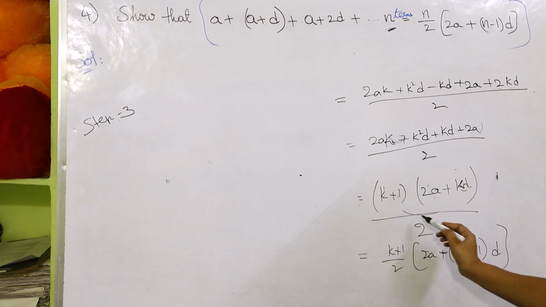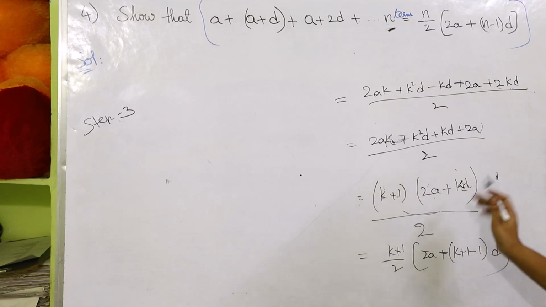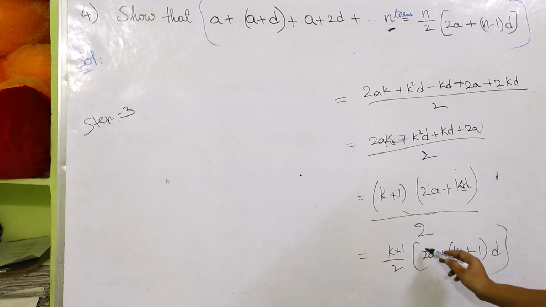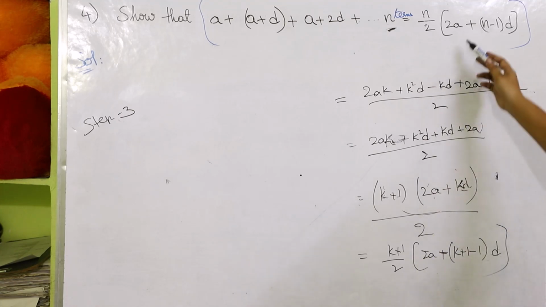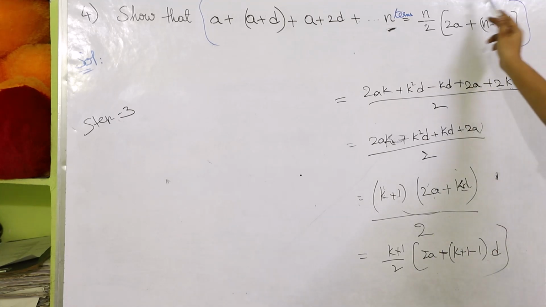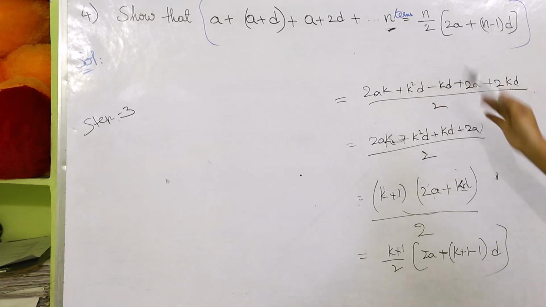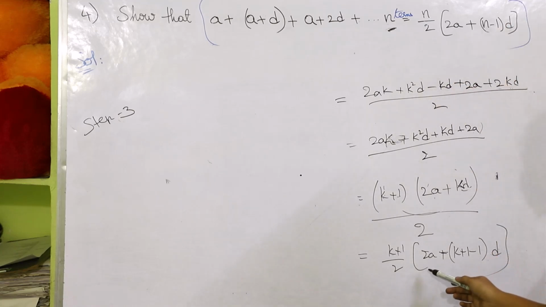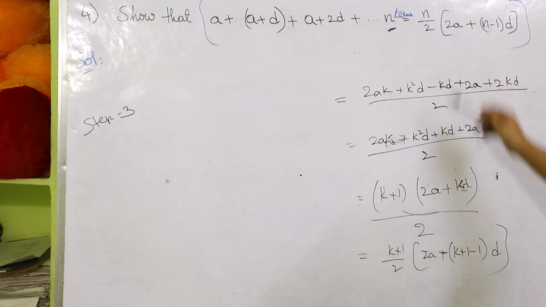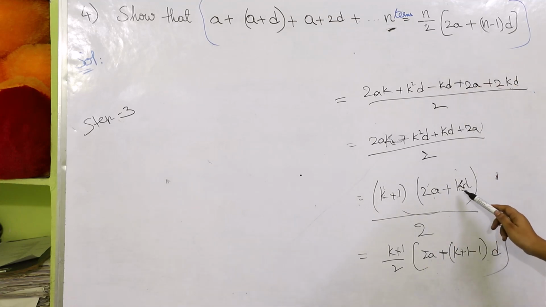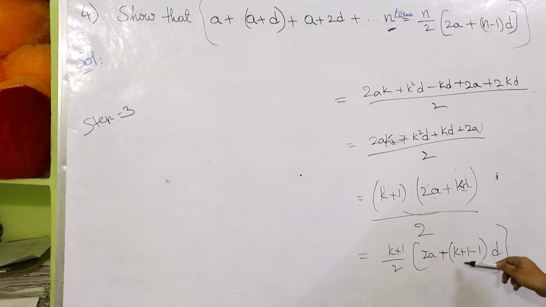Here I have written k plus 1 by 2 into 2a as it is, which means just go with the RHS in the question form and the RHS in the answer. At last we got 2a, and here I got kd, where plus and minus cancel. So it becomes kd as it is. I can write this kd as k plus 1 minus 1 into d, so that's what I have written.